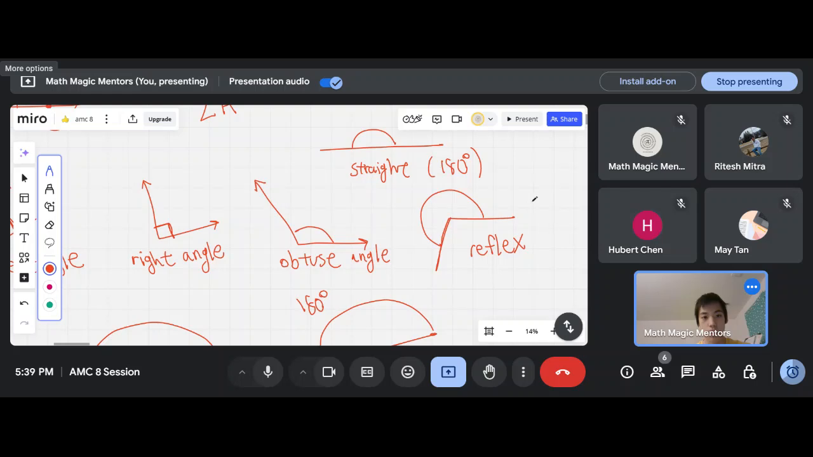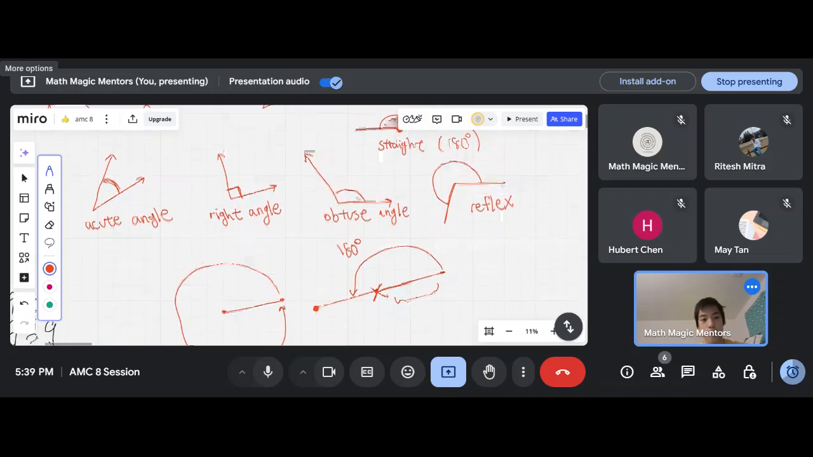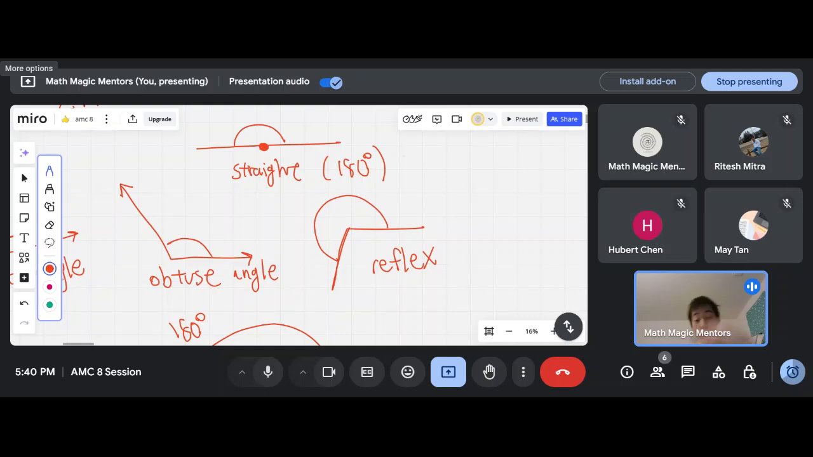So for any point on a line, the angle formed by the two rays emanating from that point going outwards is 180 degrees. This tells us that if you start from here, rotate all the way to a straight line, that's 180, and you go more than that, that's a reflex. So a reflex angle is more than 180 degrees.